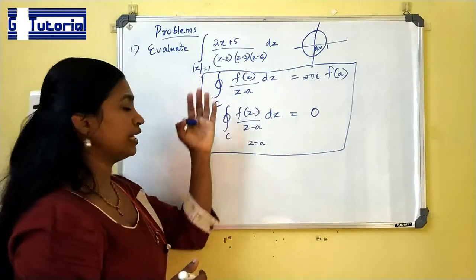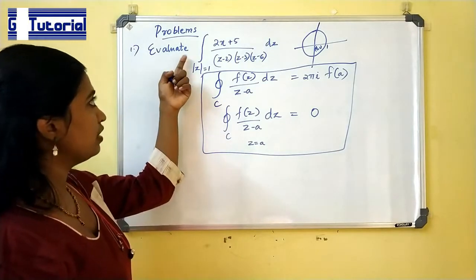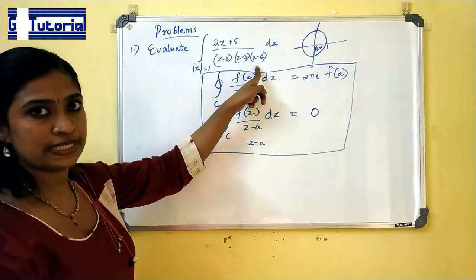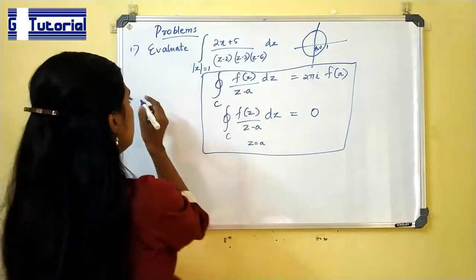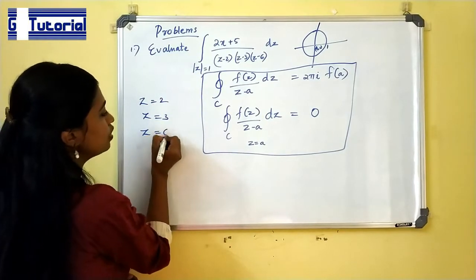This is the basic thing we have to understand before doing any problem from this portion, that is, evaluating any integral over any closed curve. Now here we are asked to find the integral of this f of z. Here the poles are z is equal to 2, z is equal to 3 and z is equal to 6.